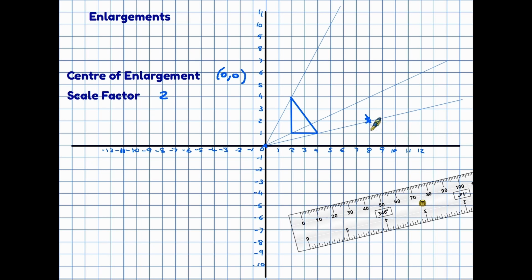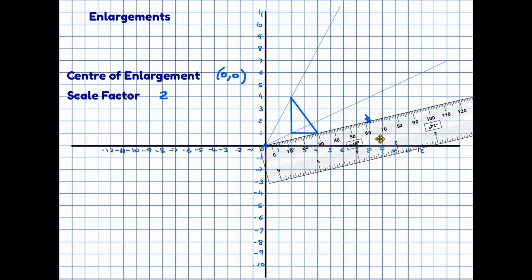You can follow that process for each of the 3 corners of the triangle, and it will successfully give you the enlargement. You will notice this bottom point is of course on the same line as the same corner of the original triangle. The top point will be on this line here.